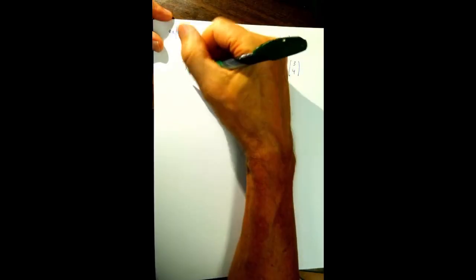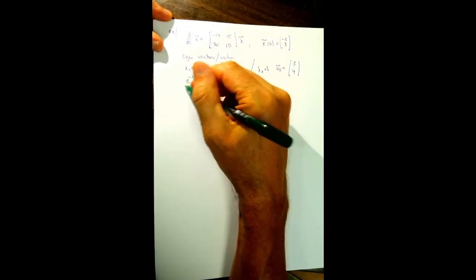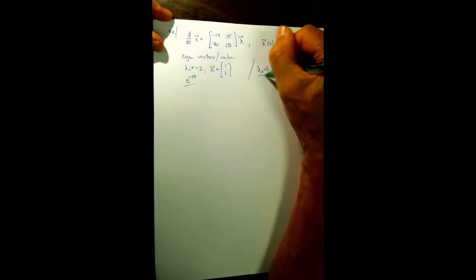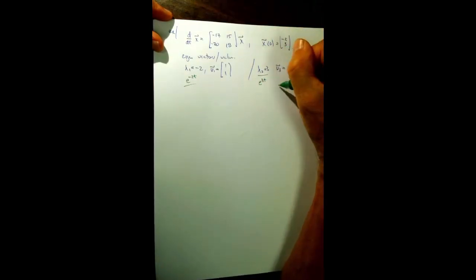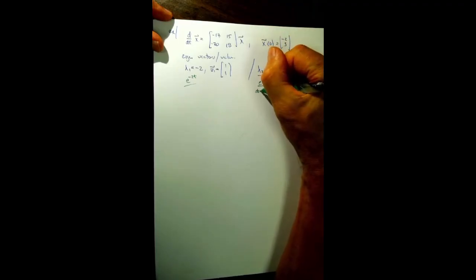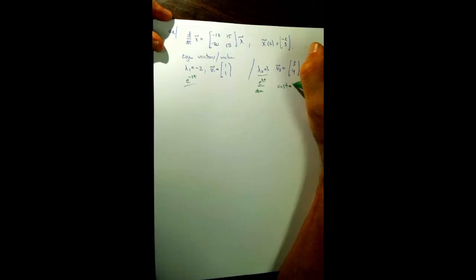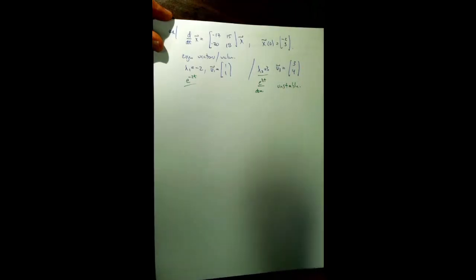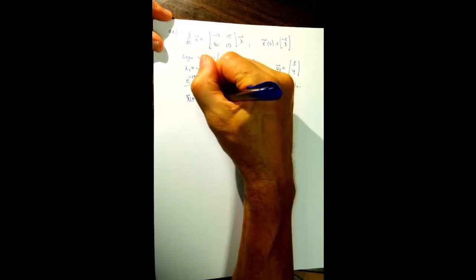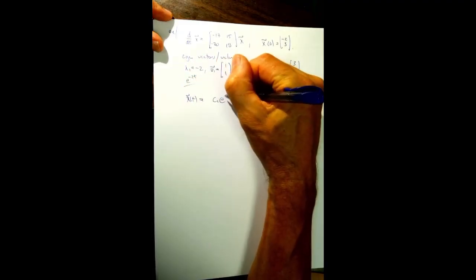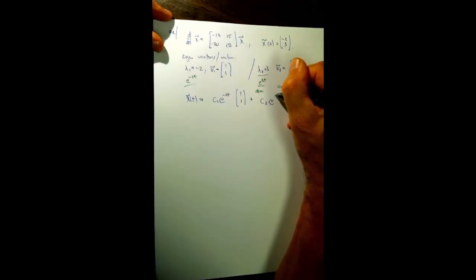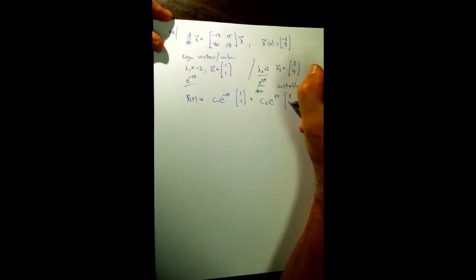So you should recognize that this one's going to decay. It's going to go to 0 like e to the minus 2t. This one's going to grow like e to the 3t. So this is the dominant term, and this is unstable. Okay? So my solution then looks like C1 e to the minus 2t times 1, 1 plus C2 e to the 3t times 3, 4.